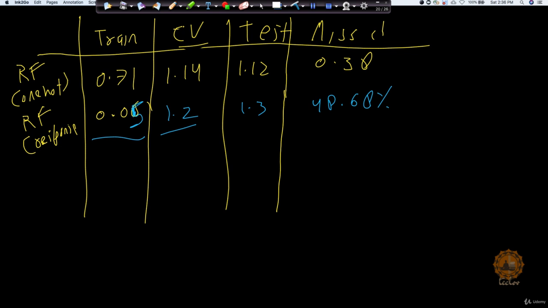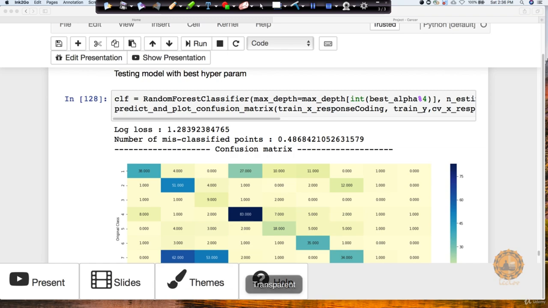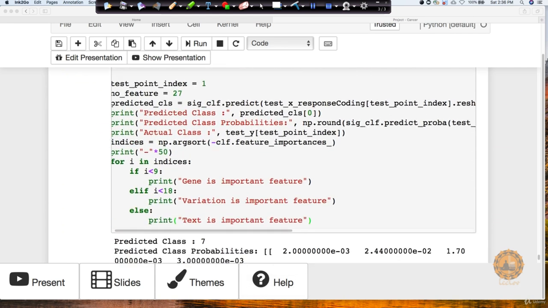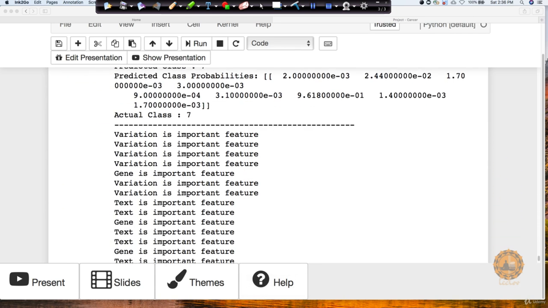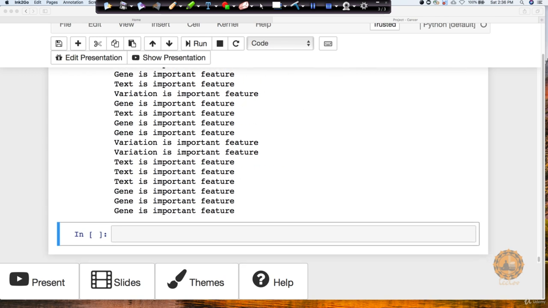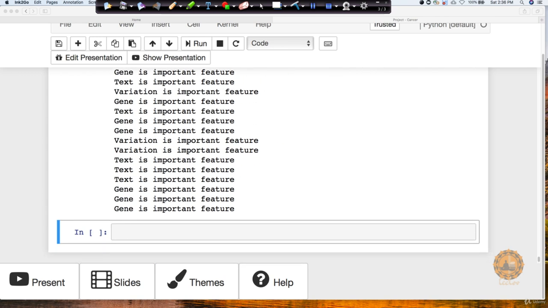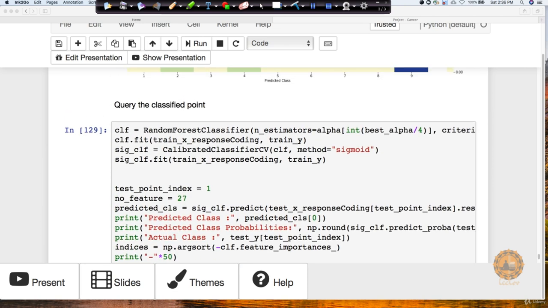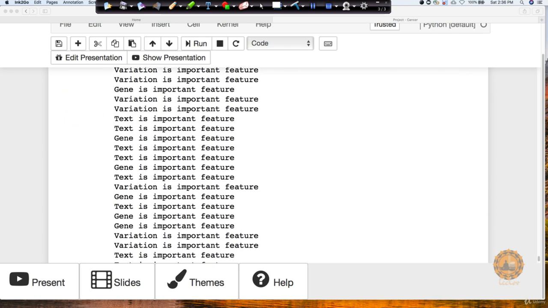Not even for one hot encoding, and response coding was even worse. So this is how we can see this part, and further to this, again we can look at this matrix part, and we can again classify and do the interpretation with this. So this is how you can get your interpretability and get your query point classified.